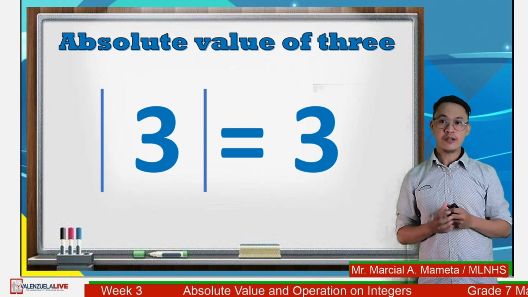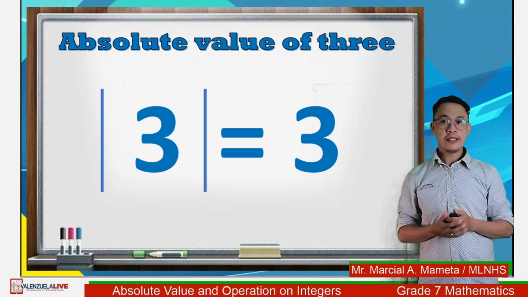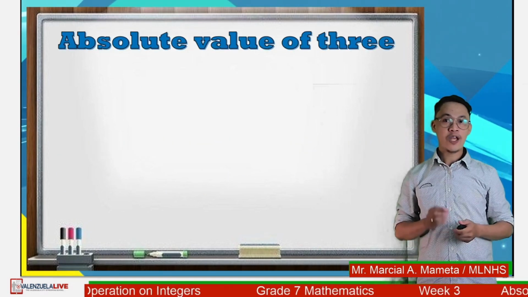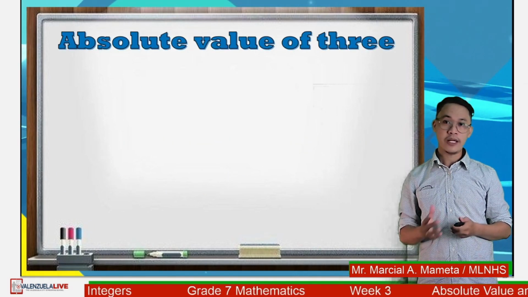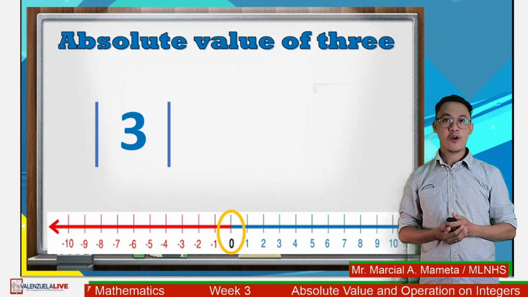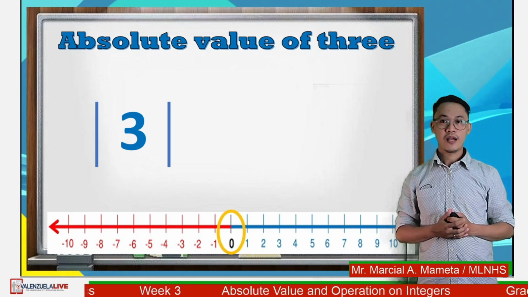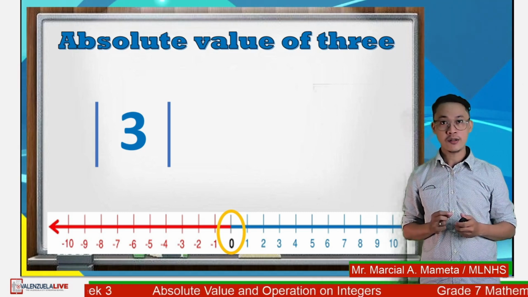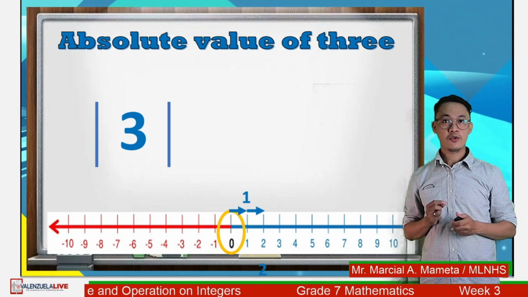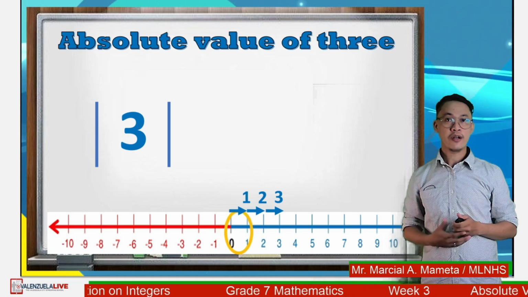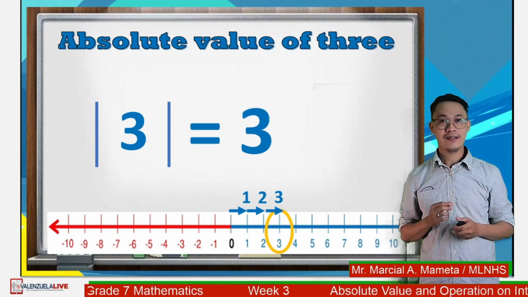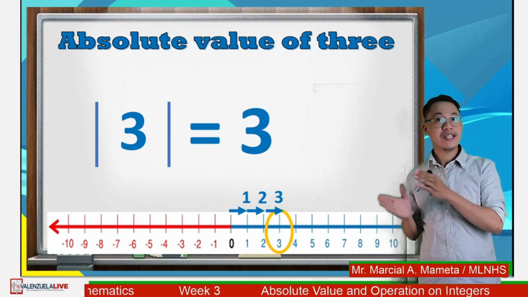Now, to deepen your understanding of the concept of absolute value, let us check it by using the number line. Again, we have our first example, which is the absolute value of 3. Now, using the number line below, let's start from 0. Let us move 3 steps going to what direction? Correct. Going to the right direction. 1, 2, and 3. And it stops here. Therefore, the answer for the absolute value of 3 is equal to 3. Again, 3 units from the 0.